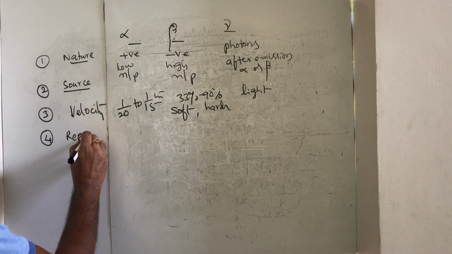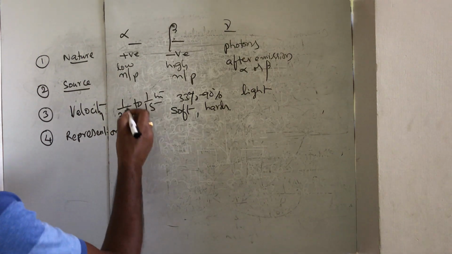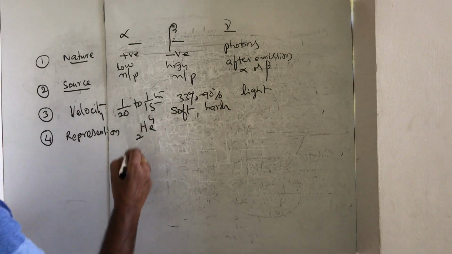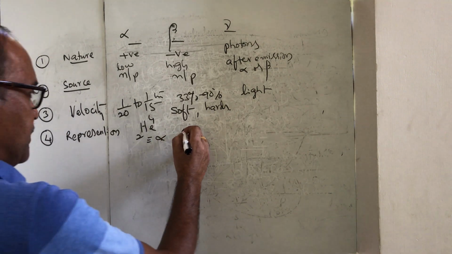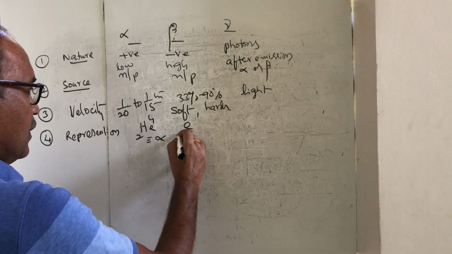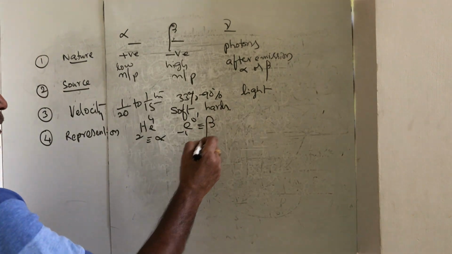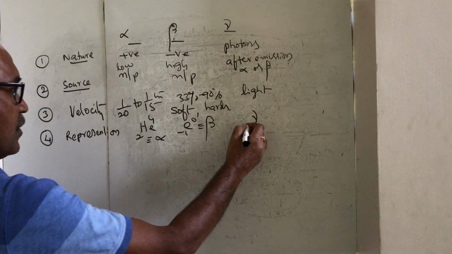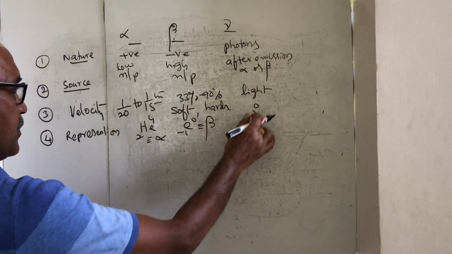Representation. Here, these are the particle rays. Alpha is represented with a helium nuclide or simply alpha. Beta is represented with an electron or simply beta particle. And this is, of course, the gamma with zero mass, zero atomic number, zero mass number.